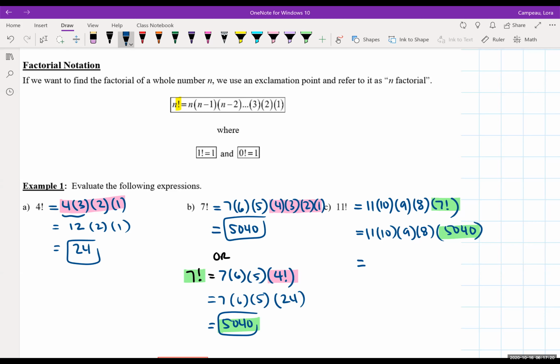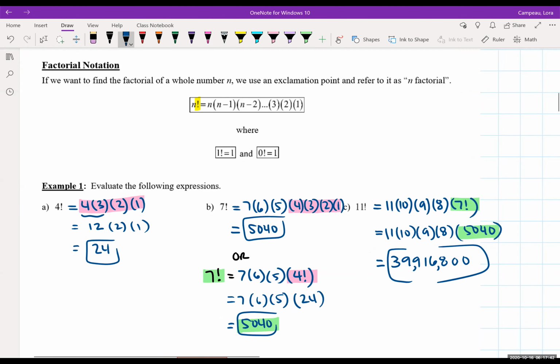We have 399,16800. So 399,16800. So what is that? 39,916,800. So this is kind of how the factorials work.